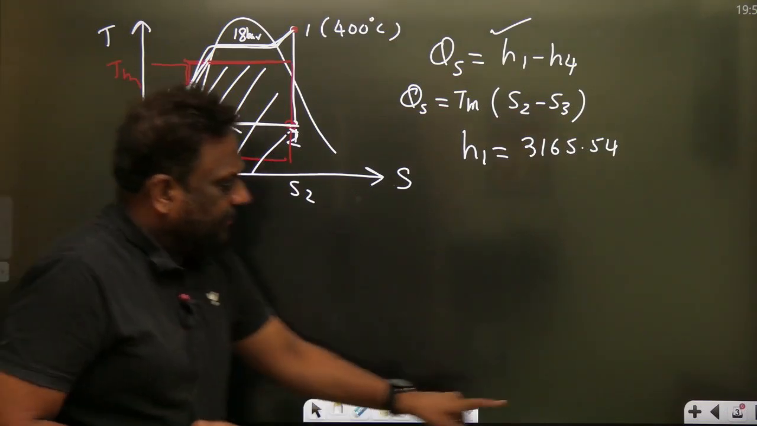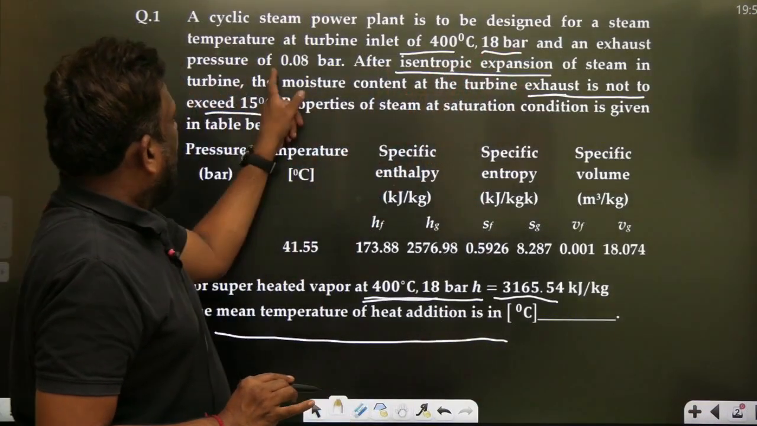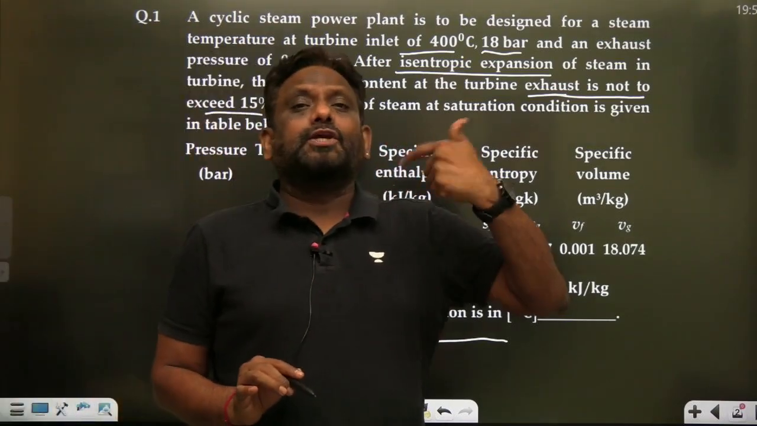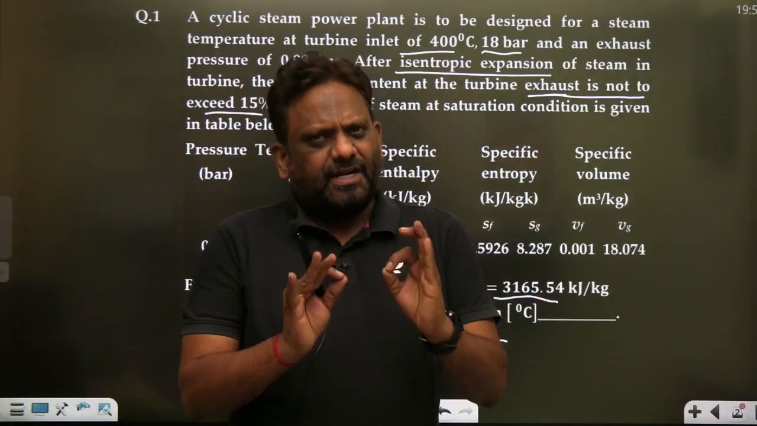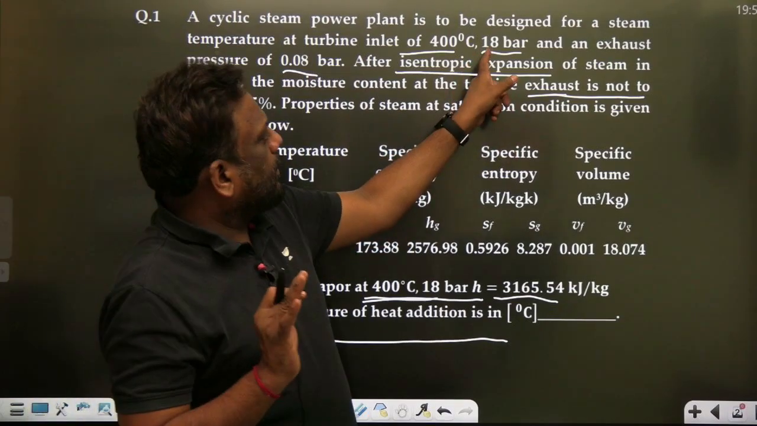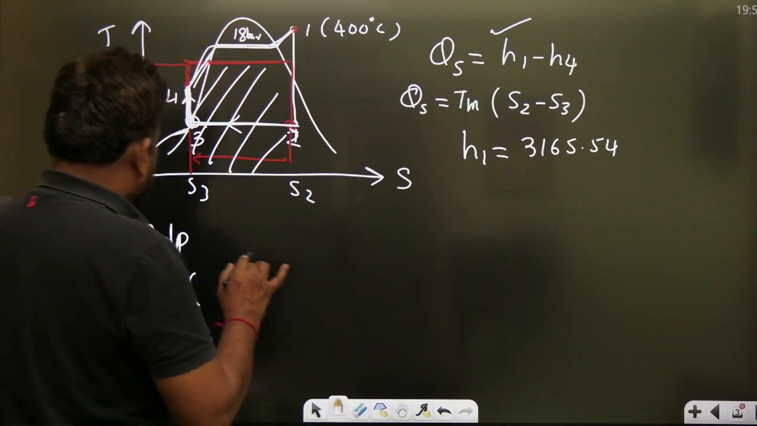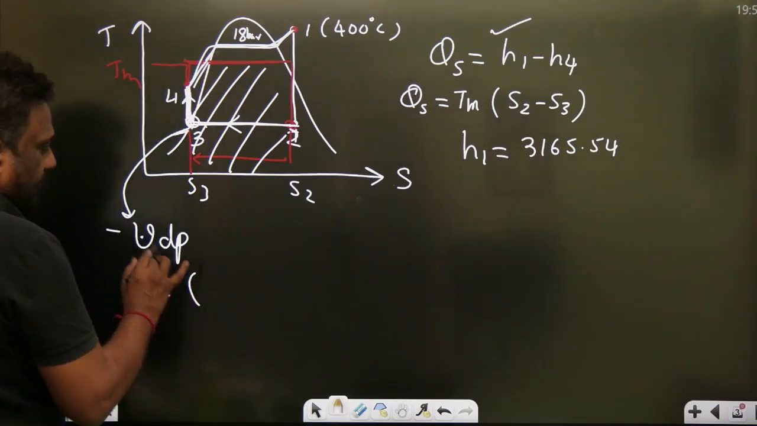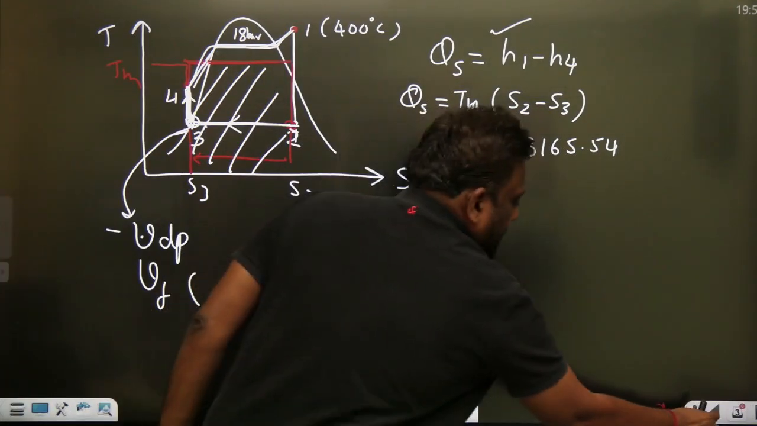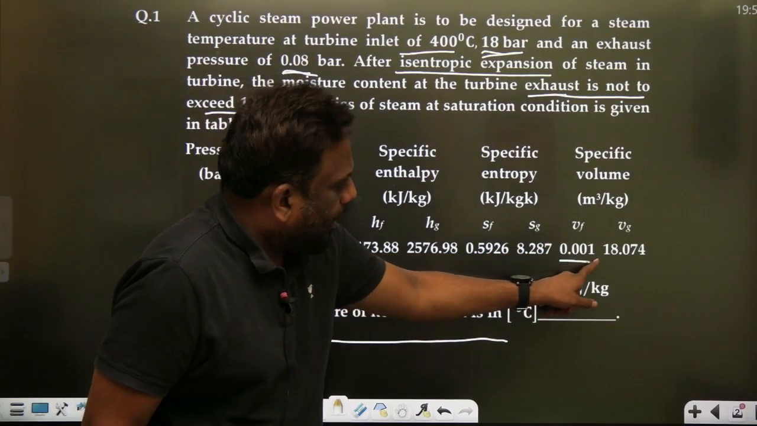But you should be very careful with units. Why, sir? Because these pressures are given in bar and enthalpies are given in kilojoule per kg. So, convert pressure into kilopascal. So, 1 bar is 100 kilopascal. So, this is 18 and this is 0.08. So, therefore, from here I can calculate pump work, VDP. So, the specific volume is also given. What is the specific volume? VF. The specific volume is given.